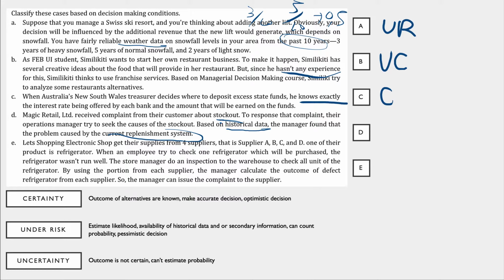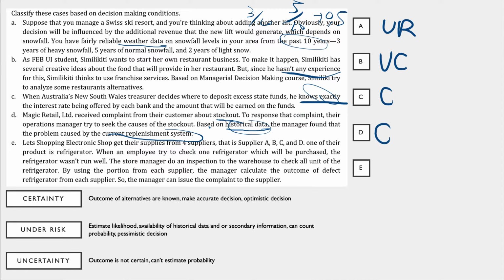Because of this, the manager knows the problem without analyzing potential problem alternatives, because there's no need to do an analysis. He can make a certain, accurate decision. And so the answer for question D would be certainty. So don't really just look out for keywords. It's good to look out for keywords like historical data, knows exactly, but you also have to understand the context of the case itself.